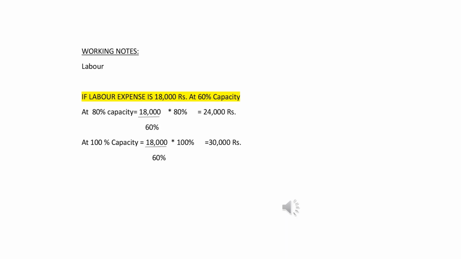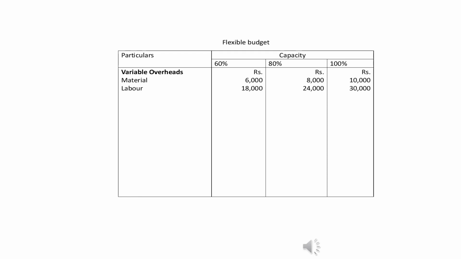In the same way, we can calculate for 100% capacity as well. That means it will now be 18,000 divided by 60% multiplied by 100% and the expense will be 30,000 at 100% capacity. So now we can write variable overheads here, material and labor at 60, 80 and 100% capacity like we have just calculated. Next step is semi-variable overheads.